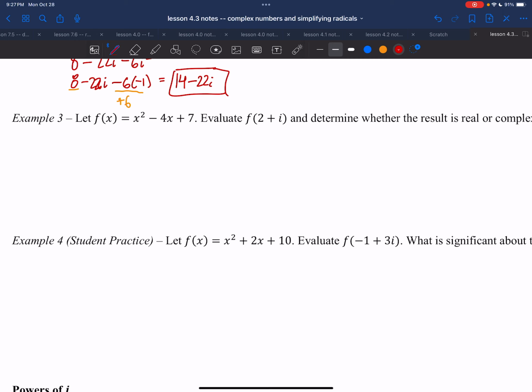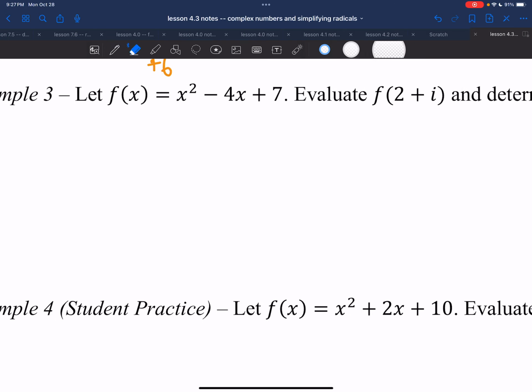Let's look at this. I've got x squared minus 4x plus 7. The goal says to evaluate f at a complex domain value, 2 plus i. We don't usually do that. And then determine whether the result is real or complex. So, as a reminder, because some of us need this, what does it mean to evaluate a function?